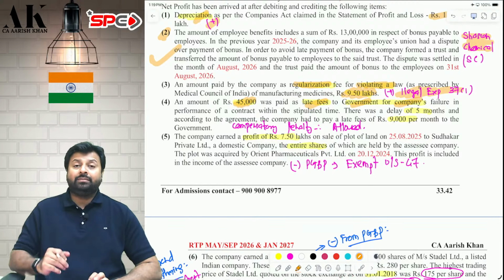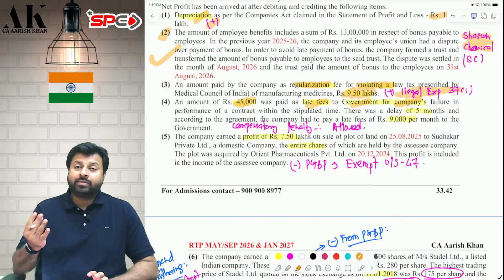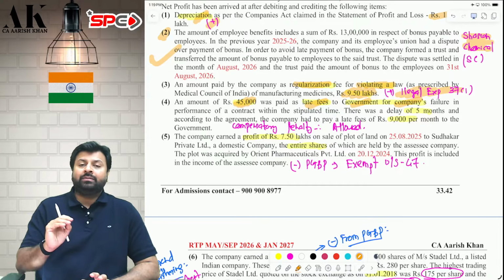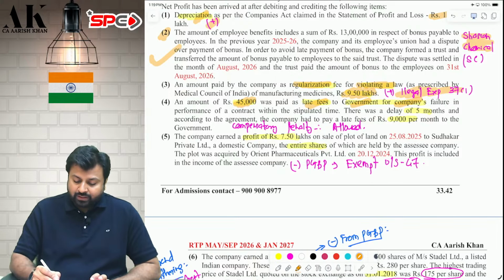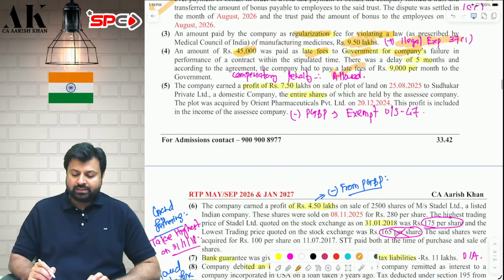Next one, you are paying 45,000 rupees as a late fee to the government for not completing the contract on time. Now this 45,000 which you are paying for not completing the contract on time, it's a compensatory penalty. Therefore, it is allowed under the income tax law. I hope it is clear to all of you.